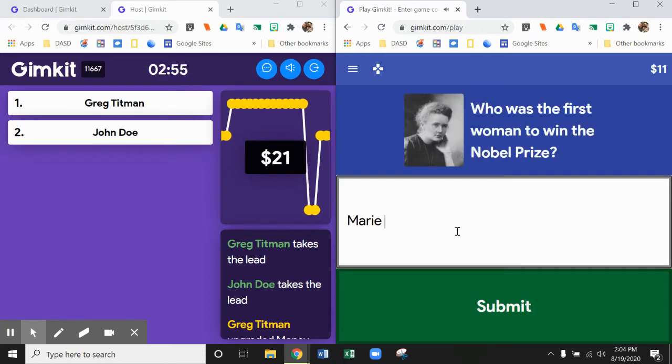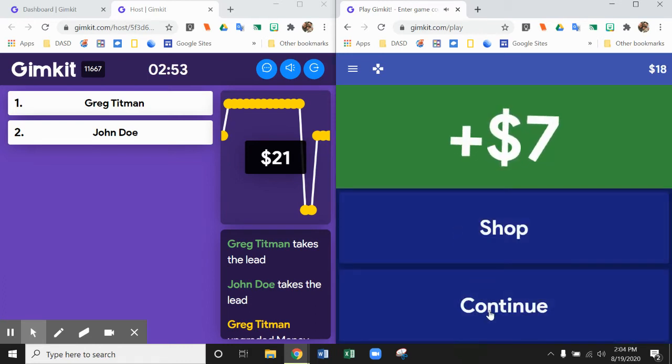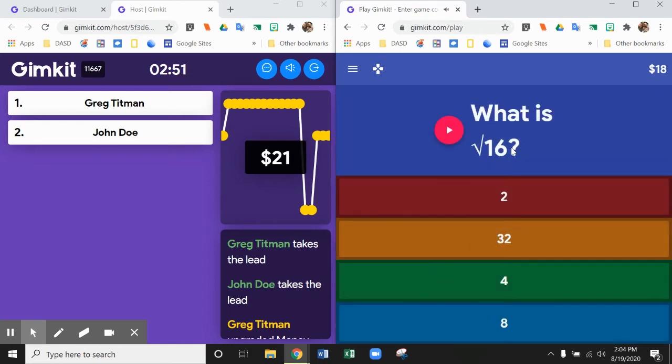So we have Marie Curie, first woman to win a Nobel Prize. What is the square root of 16? So this one I embedded an audio file.